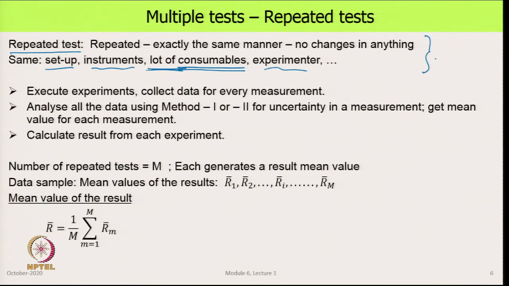Having taken care of that, we execute the experiments, collect data for every measurement, analyze all that data of the measurements either by method 1 or by method 2 for the uncertainty in a measurement analysis that we have learnt earlier. And then we can get the mean value for each measurement.